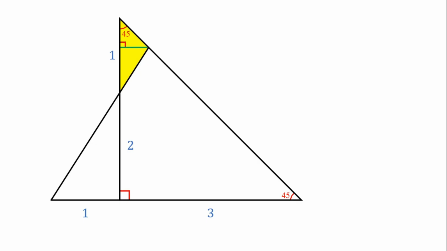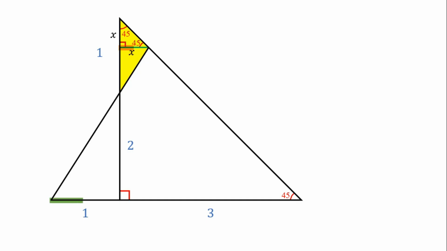I'll draw a line inside the yellow triangle, perpendicular to this segment of length 1. Now this new triangle has a 90-degree angle and a 45-degree angle. Since the angles of a triangle add up to 180 degrees, the third angle must also be 45 degrees. That means this is another isosceles right triangle. So these two legs must be equal. Let's call each of them x.